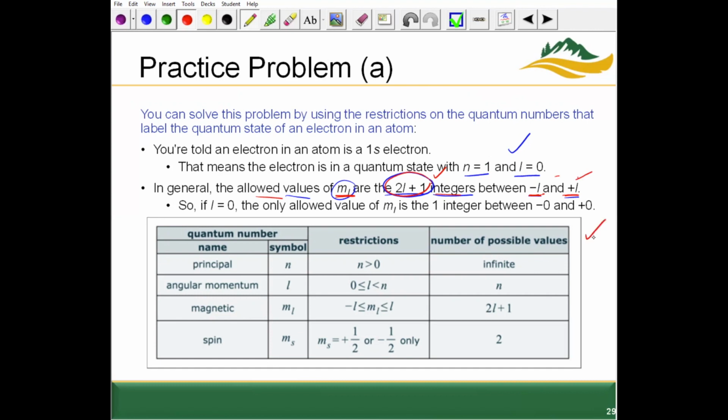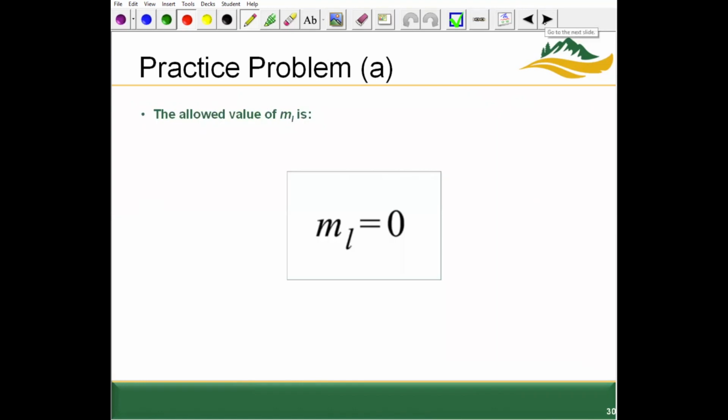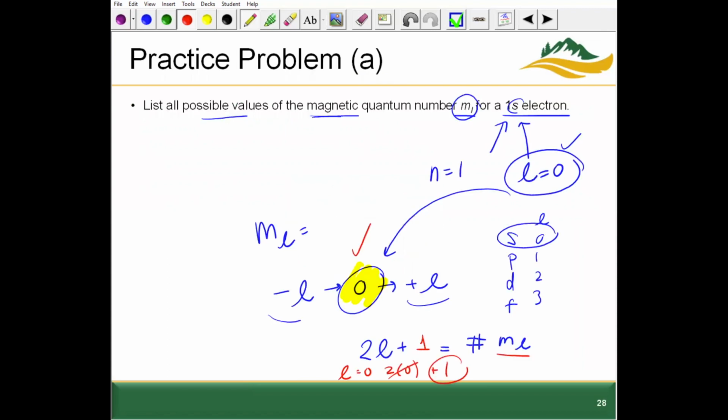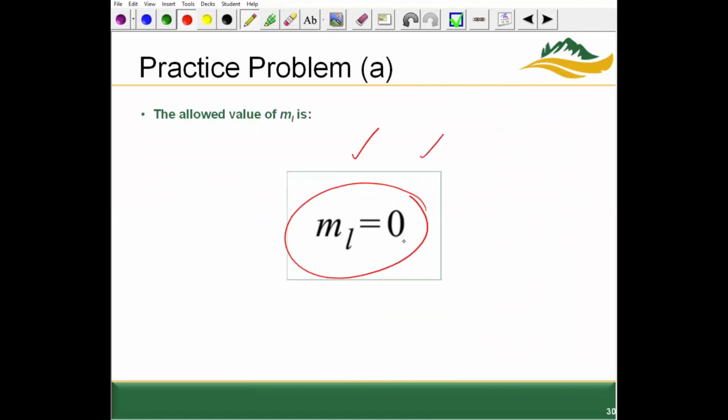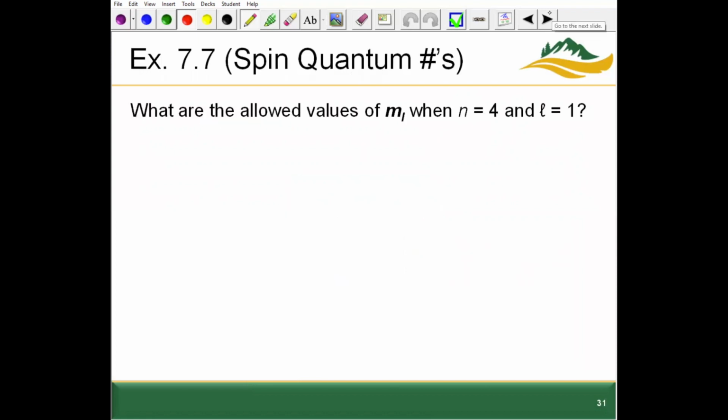Here's this table again, and our final answer then is just a possible value of m sub L equal to 0. This is specifically when we had a 1s electron. So for a 1s electron, this is our final possible value for m sub L. Let's do one more practice with this. So let's do example 7.7.